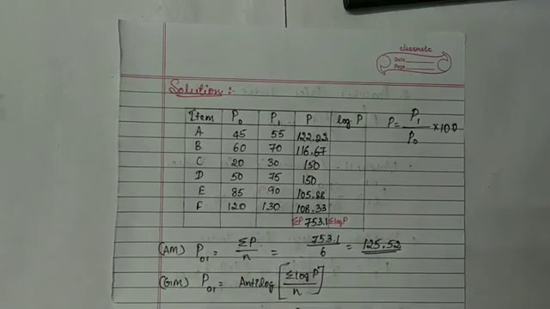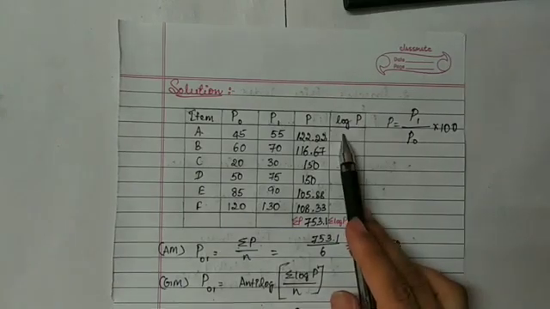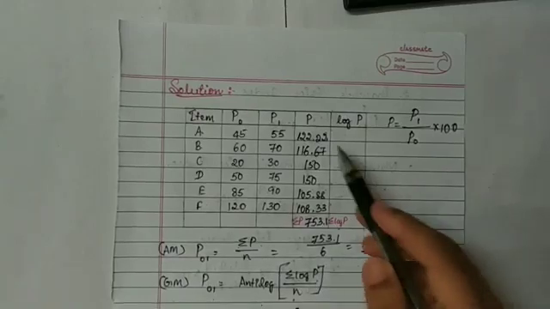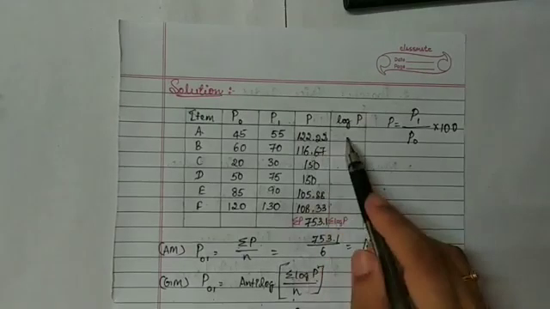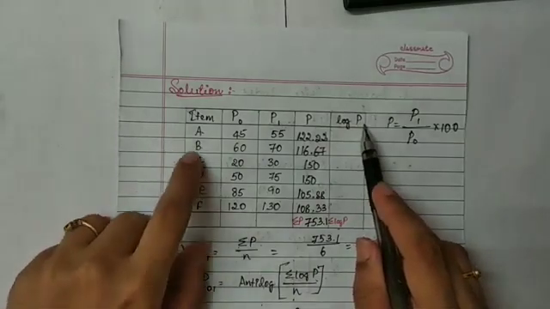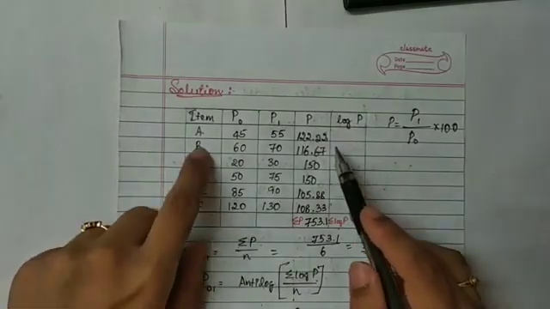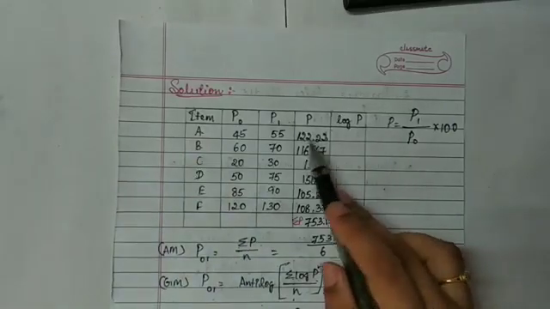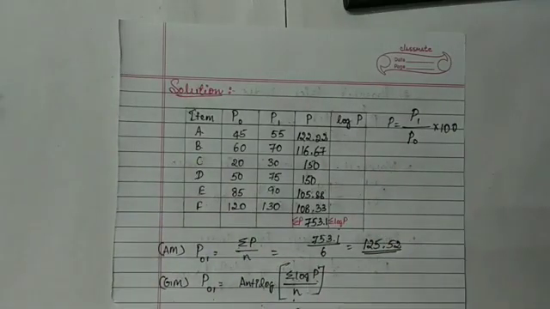So the next one is using geometric mean. The formula is P01 is equal to antilog of summation log P divided by N. N is as usual 6. So how to calculate summation log P? Summation log P is nothing but we have to calculate the logarithm of P for each item. Let us see how to calculate the logarithm for each item now.